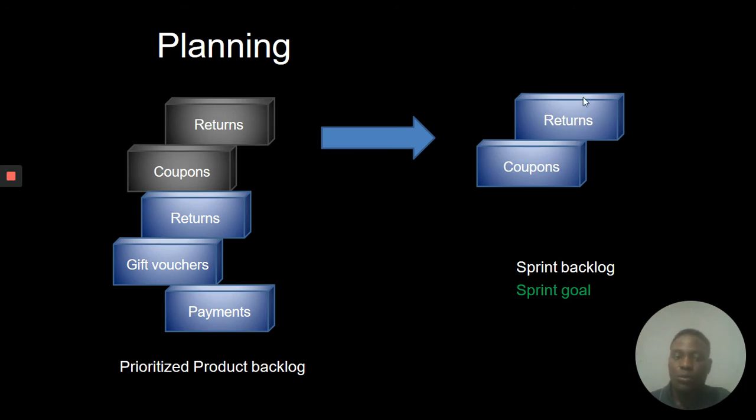It's not that they're just going to jump on working on these two things at the same time. They can still take just maybe one out of these two features. They can just take maybe the coupons feature or the returns feature. And it's from there that the sprint goal is going to be established.